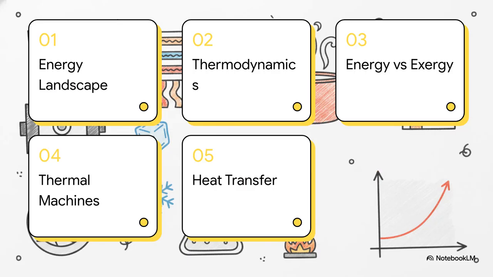Today's agenda covers 5 core modules. 1. The energy landscape. 2. Laws of thermodynamics. 3. Energy versus exergy. 4. Thermal machines and cycles. And 5. Heat transfer principles. Let's get right into it.